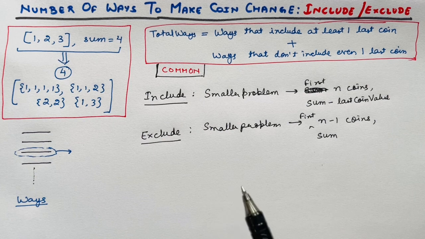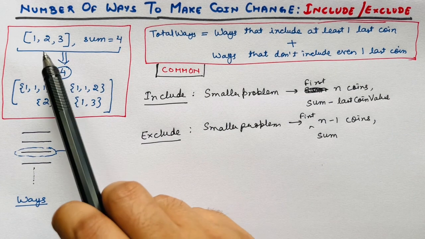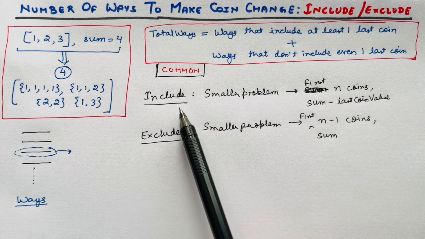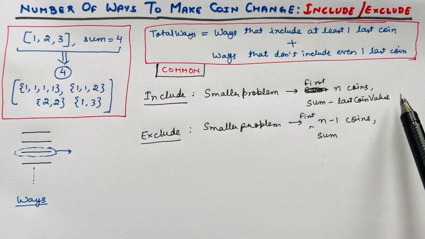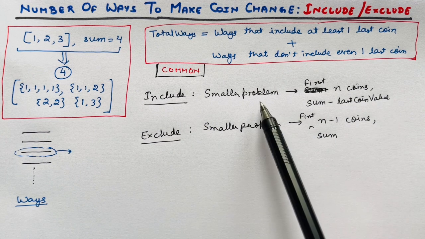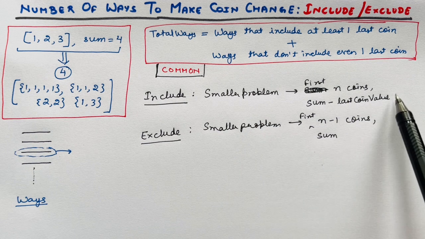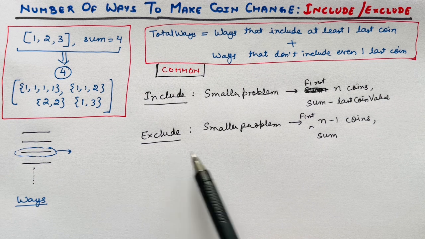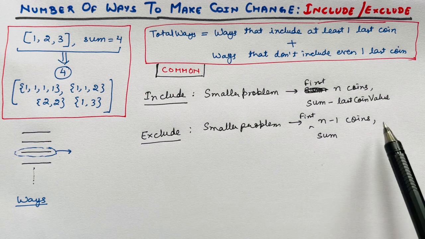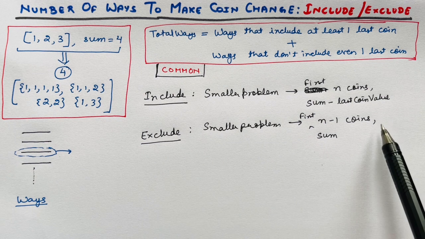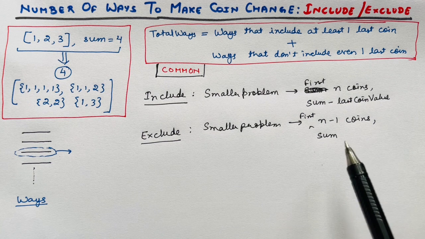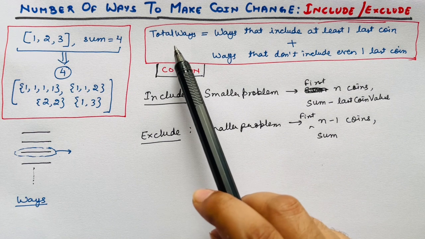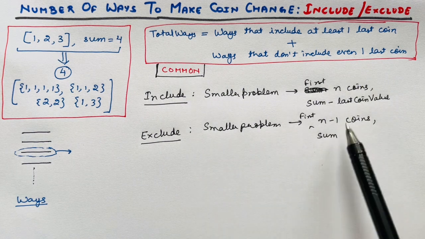Here we had two inputs. First the coins array and then the sum. Now in the first case of include, our sum got reduced. So our smaller problem became smaller because our second input got reduced. While in the second case, the exclude one, sum remained same but our coins got reduced. So our first input got reduced. So that means we have expressed our original problem in terms of two smaller problems.